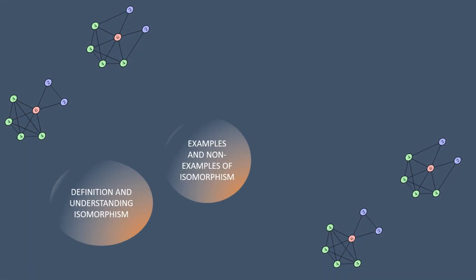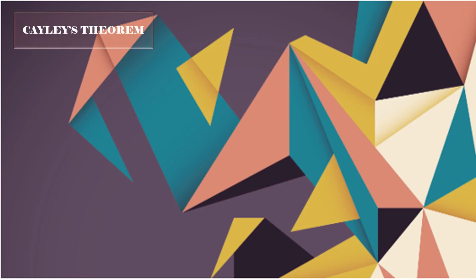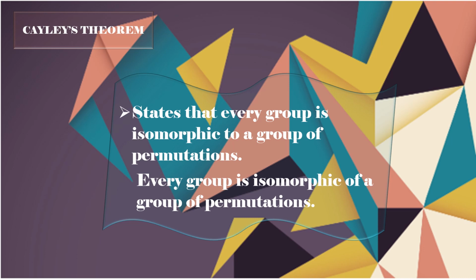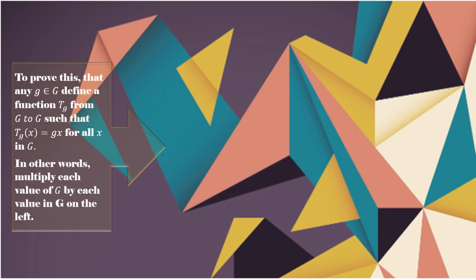Now let's move to the examples and non-examples of isomorphism. Cayley's theorem states that every group is isomorphic to a group of permutations. To prove this, for g in G, define a function T sub g from G to G such that T sub g of x equals gx for all x in G. In other words, multiply each value of G by each value in G on the left.